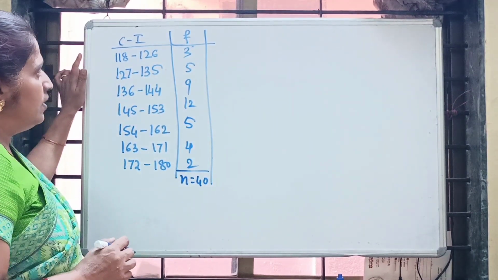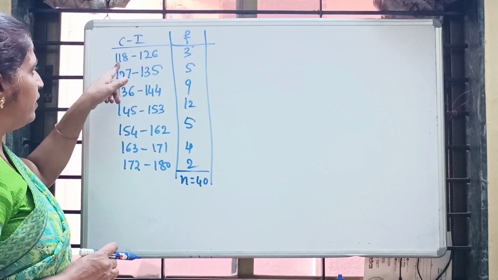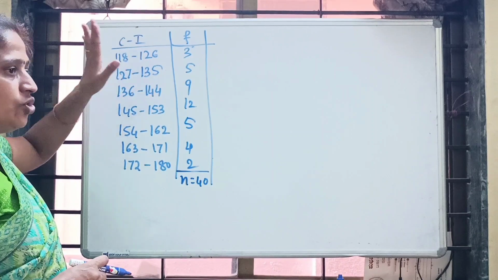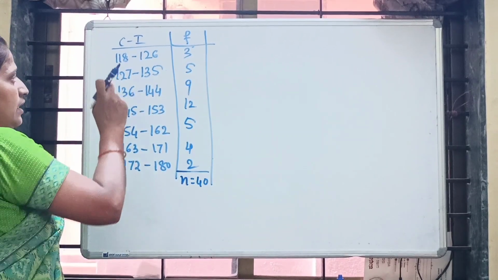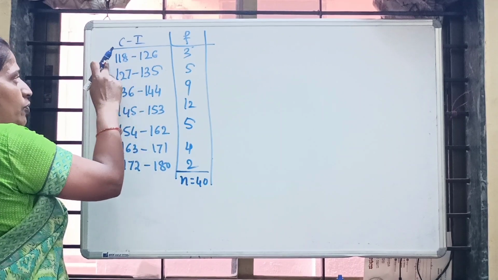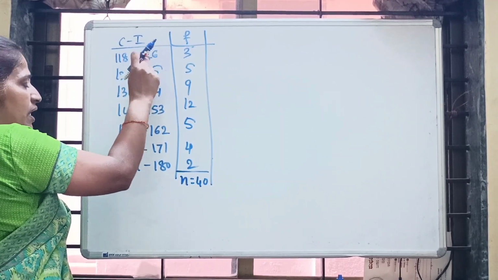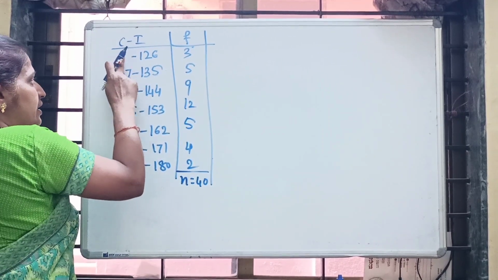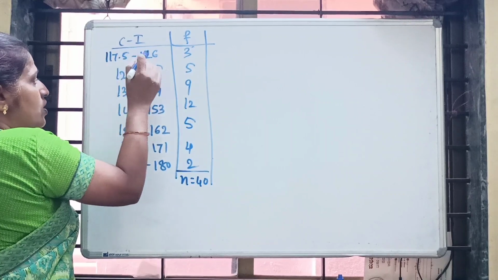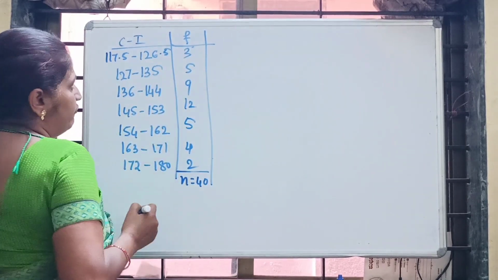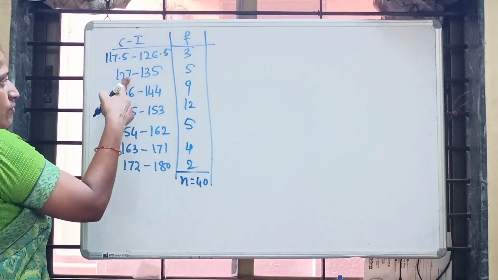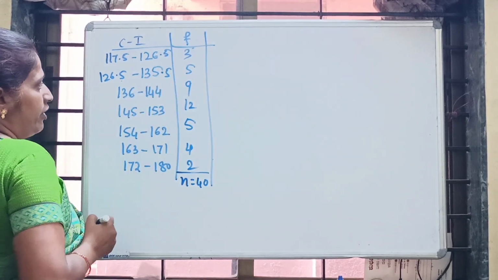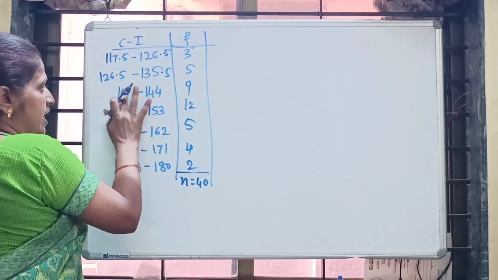To calculate the median, we need continuous class intervals, which we don't have now. So we should make continuous class intervals. For that, in the lower limit you have to subtract 0.5, and in the upper limit you have to add 0.5. So this becomes now 117.5 to 126.5. Similarly, 126.5 to 135.5. So when you get this idea, continue with this now.